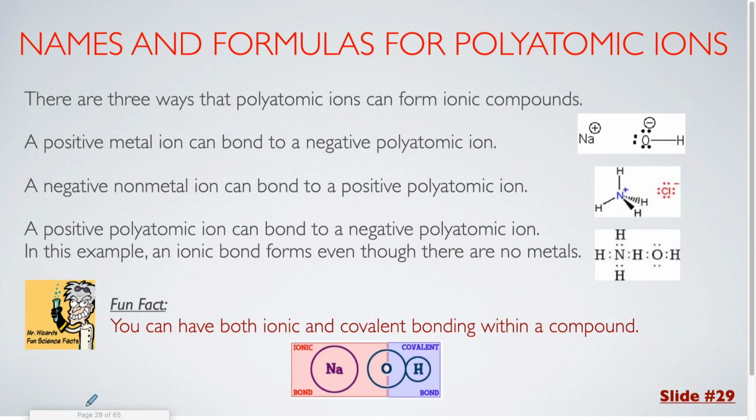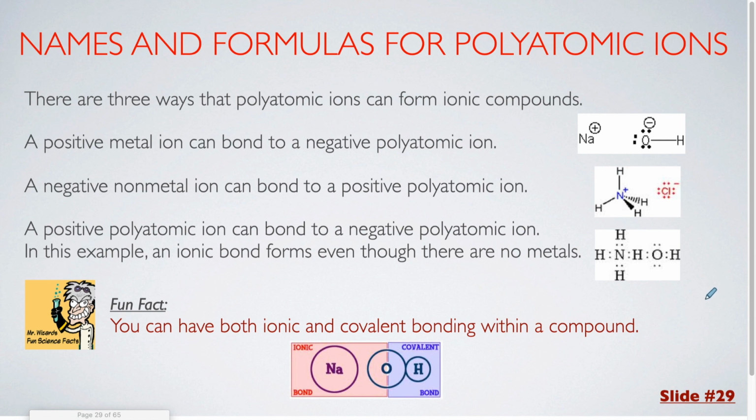There are 3 ways that polyatomic ions can form ionic compounds. You can have a positive metal, like sodium, and it can bond to a negative polyatomic ion. Here we have OH, which is hydroxide. You can also have a negative nonmetal, which is bonding to a positive polyatomic ion. Here we have a positive polyatomic ion in ammonium, and our negative nonmetal ion is chlorine.